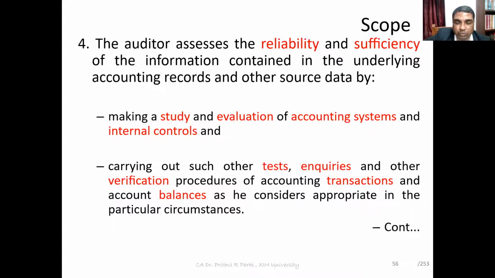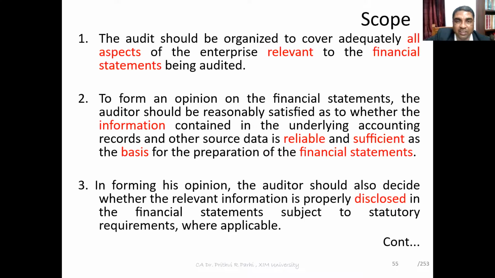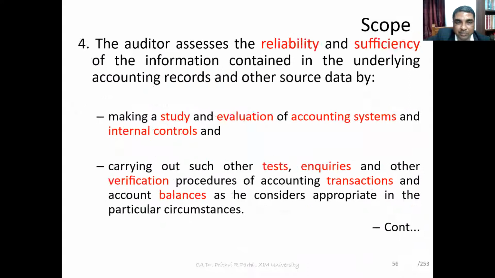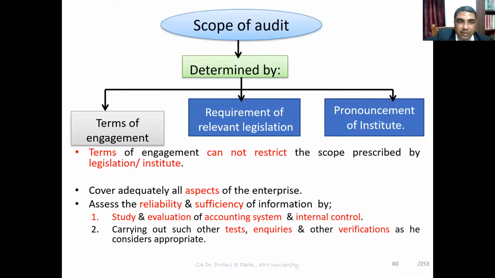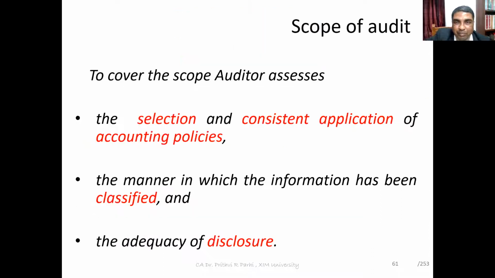The scope of audit also we have discussed. In auditing, auditors should cover all the aspects which are relevant to the financial statements, right? And auditors should not go beyond their scope of competence. This chart summarizes all the aspects relating to the scope of audit. The scope of audit may be determined according to terms of engagement or as per requirements of the relevant legislation or as per the pronouncement of the institute. So these aspects we have learned earlier.